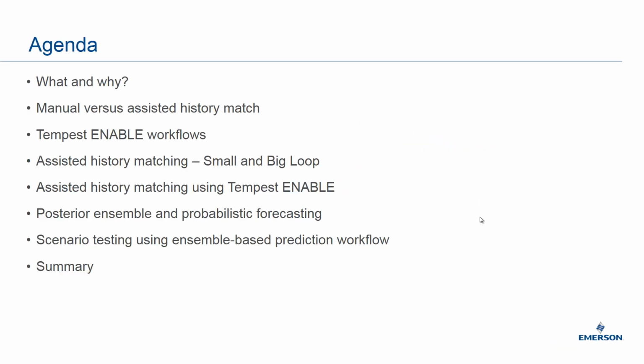During this presentation, I will talk about what history matching is in general and why we need it, two different approaches typically used for history matching, different Tempest ENABLE workflows, and how Tempest ENABLE can be used for assisted history matching, what the end product of assisted history matching is, and how we can use it for probabilistic forecasting and scenario testing. And at the end, I will conclude my talk.